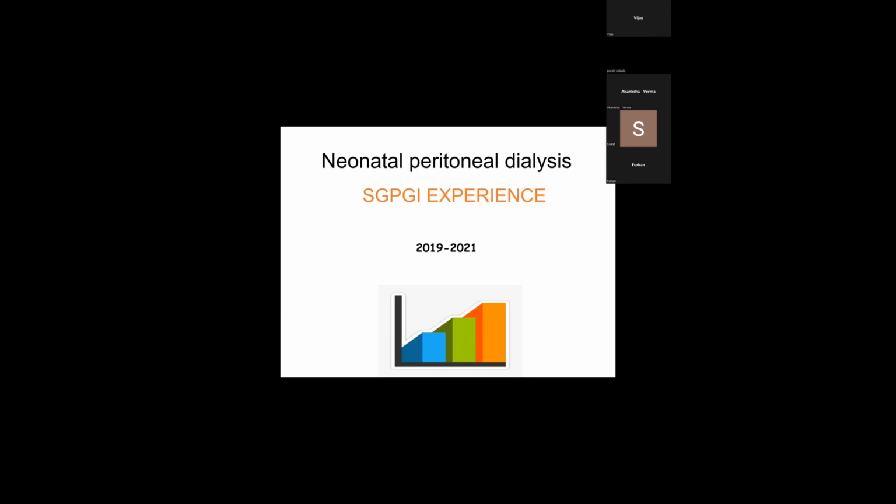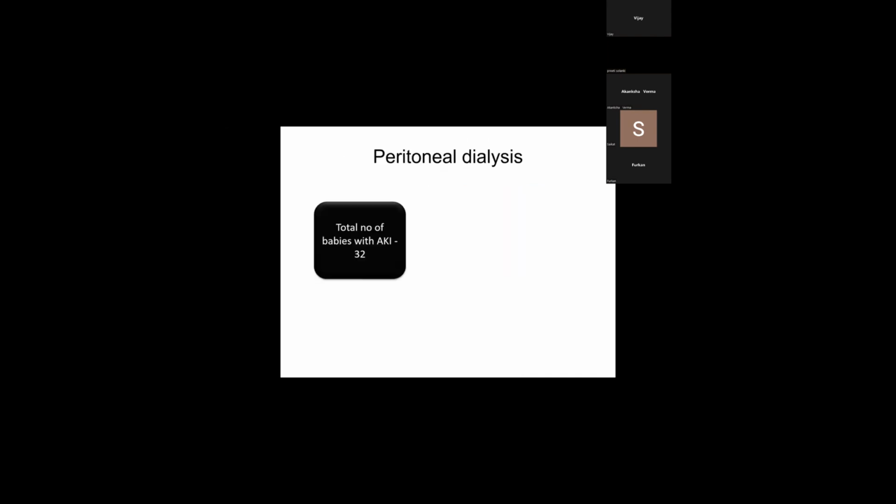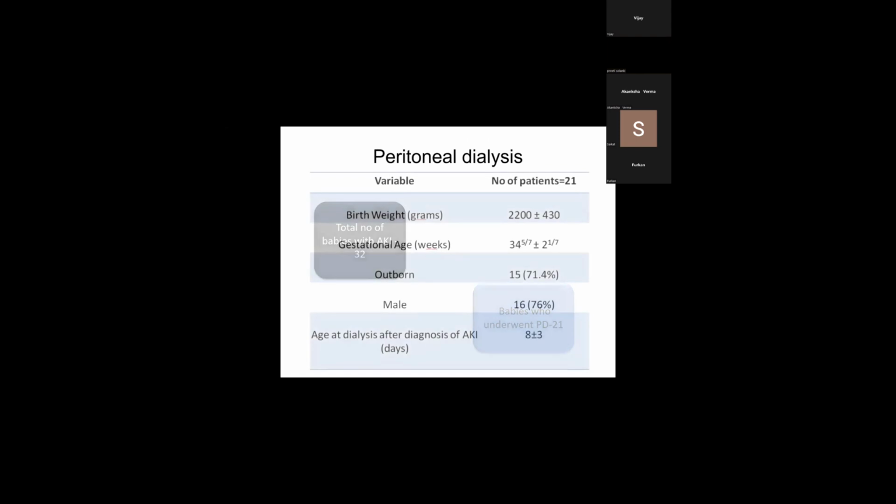Coming to the neonatal peritoneal dialysis SGPGI experience from 2019 to 2021. Total number of babies with AKI were 32. Among these, 21 patients underwent peritoneal dialysis. This is the characteristic of the patients who underwent peritoneal dialysis.